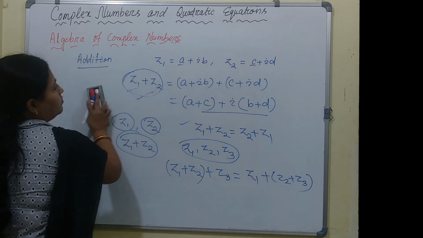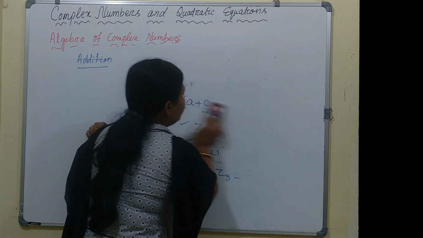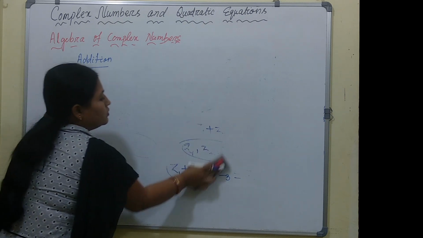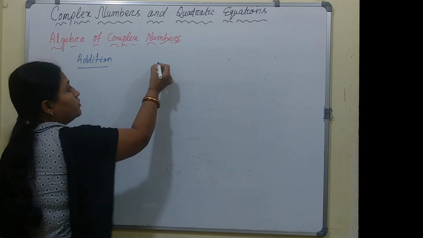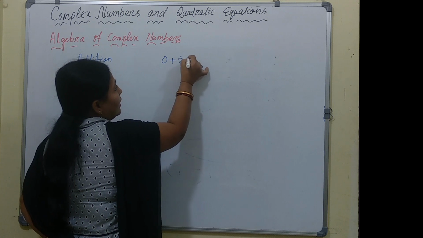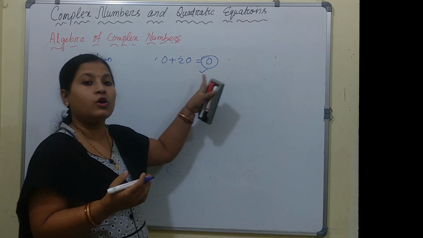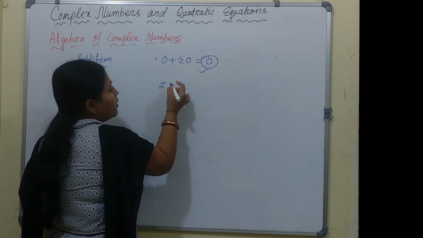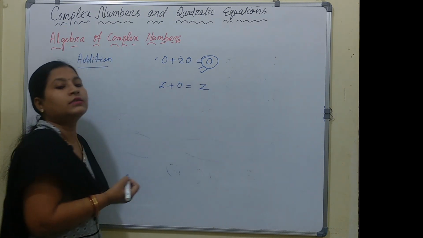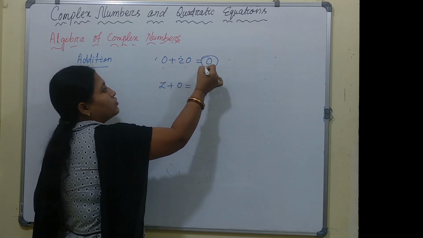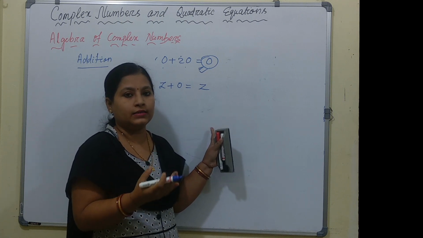Now we will discuss the existence of identity under the addition rule. So here the existence of identity means we get 0 plus i0, which is equal to 0. This is the additive identity of complex numbers. That means if we add 0 to a complex number, then we get z. So 0 plus i0, that is 0, is called the additive identity of complex numbers.